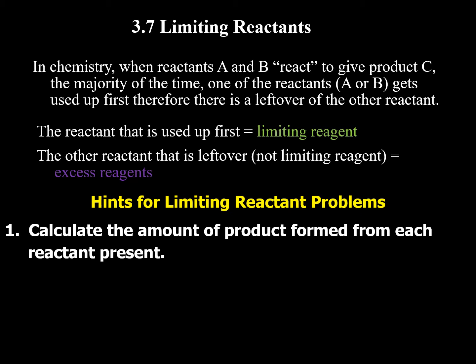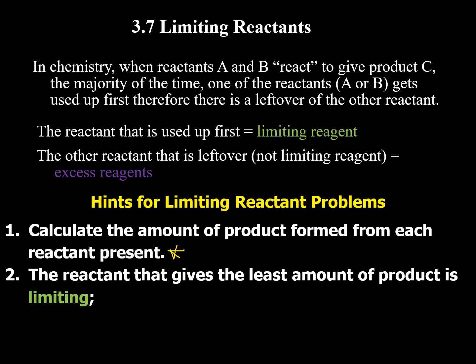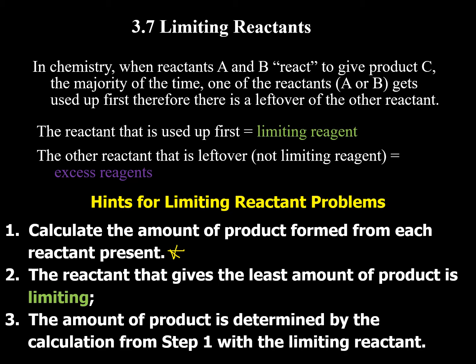As I just mentioned, you need to calculate the amount of product formed from each reactant present. The limiting reactant is the one that gives the least amount of product. And the amount of product is determined by the calculation from step 1 with the limiting reactant. So the limiting reactant will tell us the maximum amount of product that we can make.